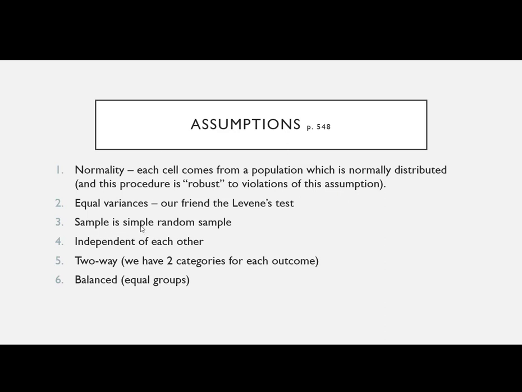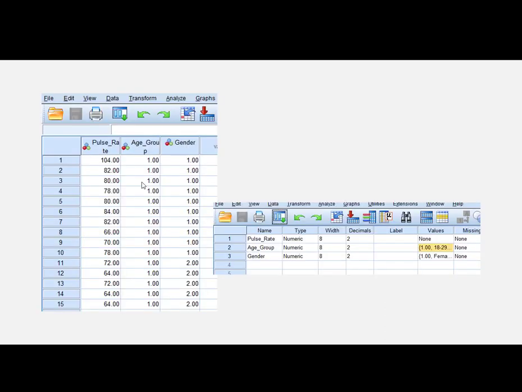You have to say that the sample is a simple random sample. We can't always know that, but that's the assumption, that each of these scores are independent of each other. You can't be in both male and female, or in the 18 to 20-something and the 30-something categories. And we need at least 2 categories for each outcome, and they should be balanced and have equal groups, but that also is sometimes violated.